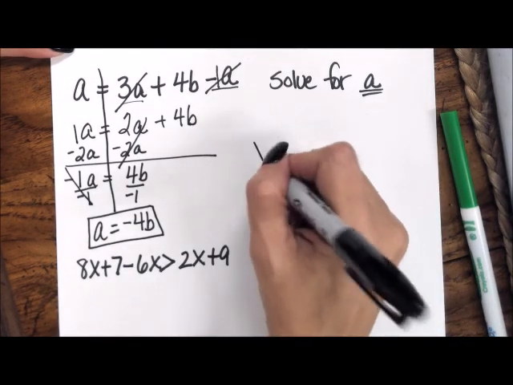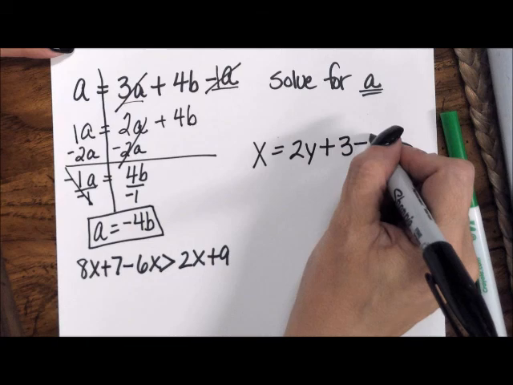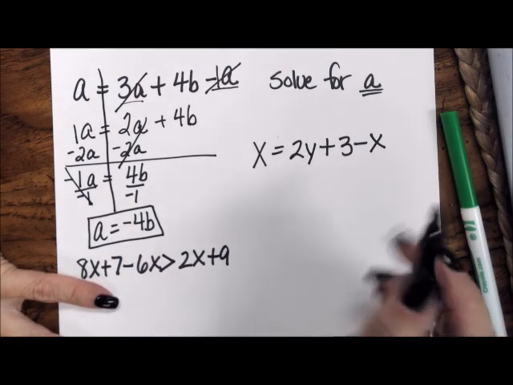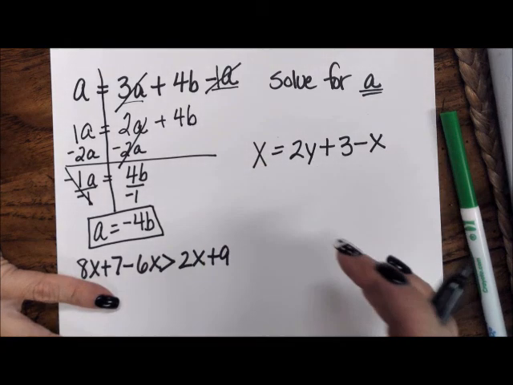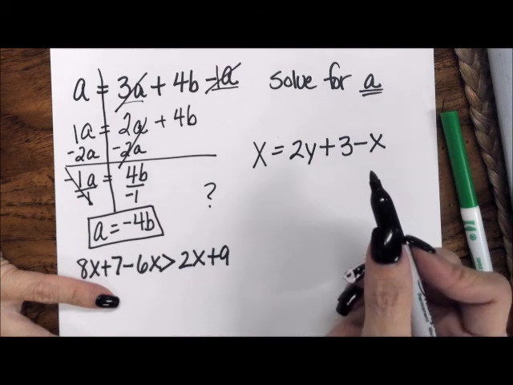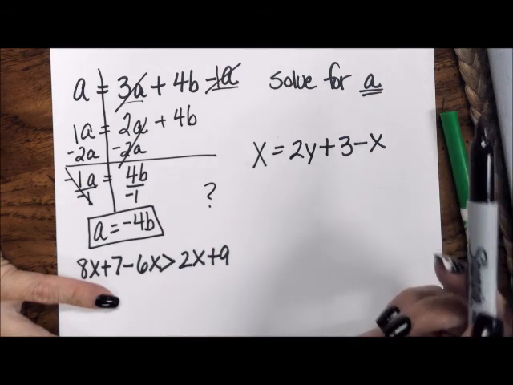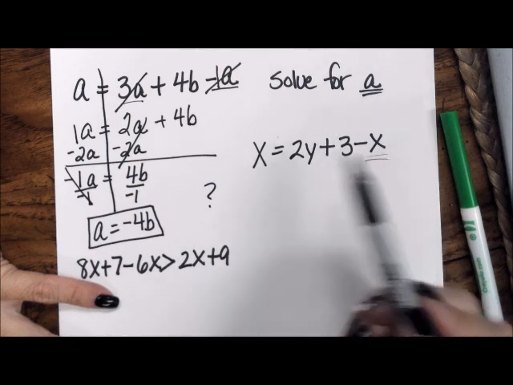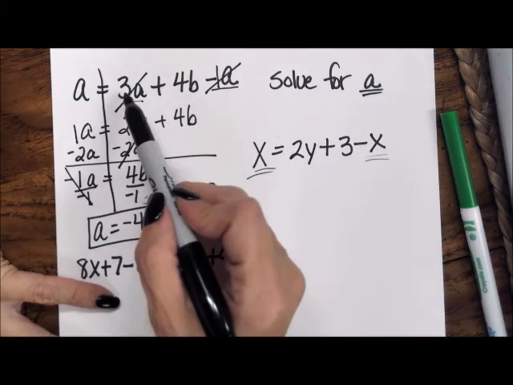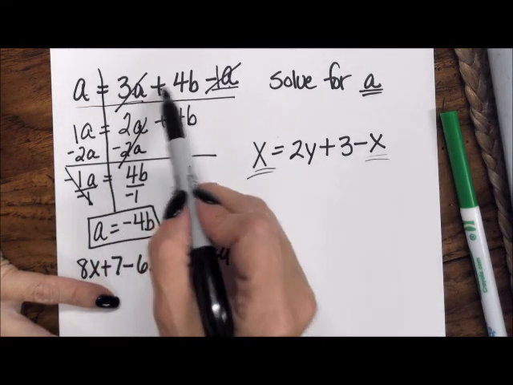What if I did something like this? If I said x equals 2y plus 3 minus x. Is this simplified? Is this equation right here solved for x? Would you say yes or no? I'm hoping you're saying, no, it's not, because there are x's on both sides. An equation like this one's not solved for a because there's a's on both sides.